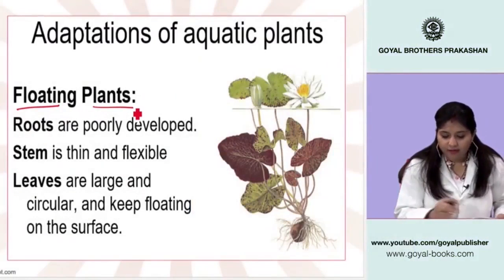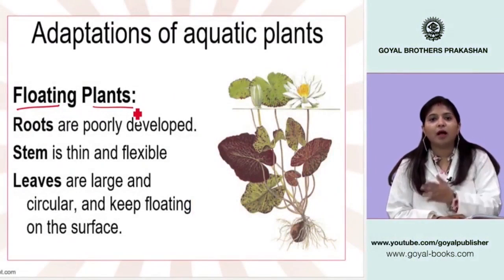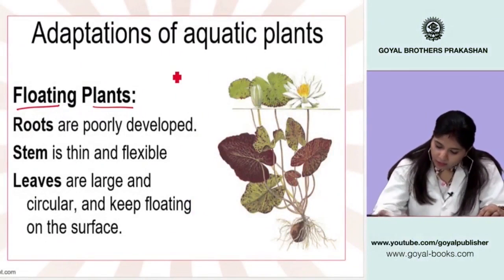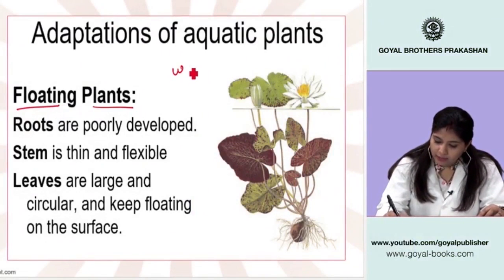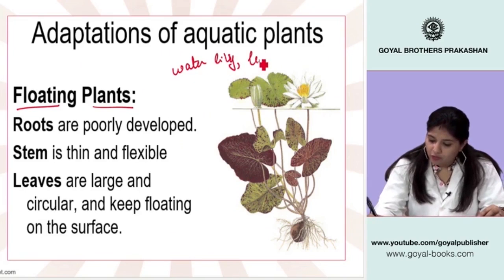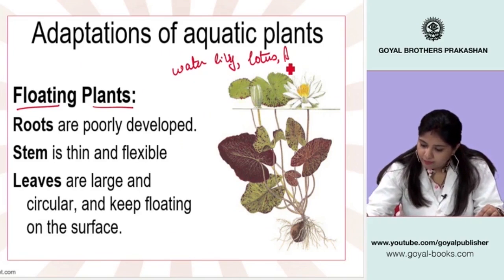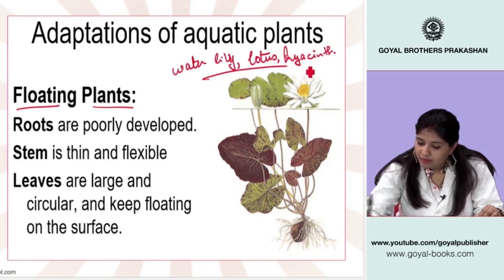First, let's understand about the floating plants. Now, as the name suggests, floating plants are the plants which are floating about in the aquatic environment. These are the plants like your water lily, right? You have your lotus in this category. Then you have water hyacinth, right? So you have different kinds of plants which are seen floating.